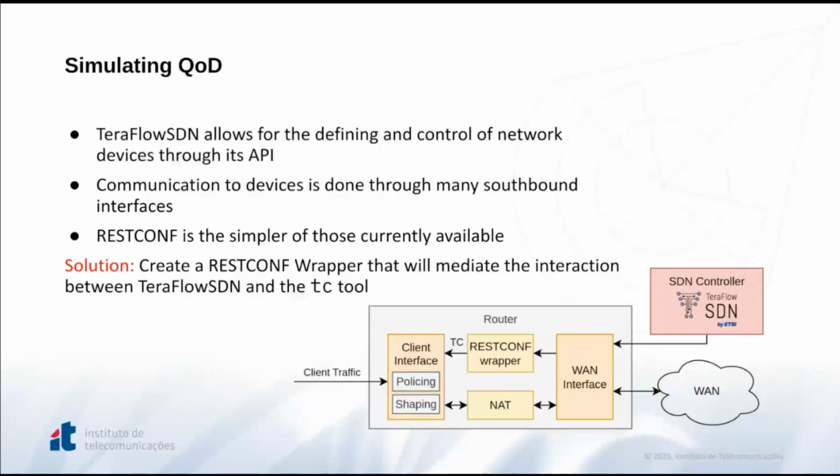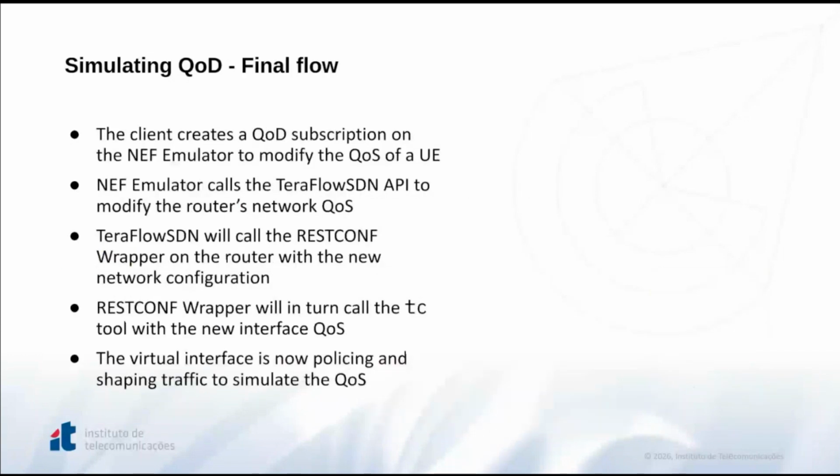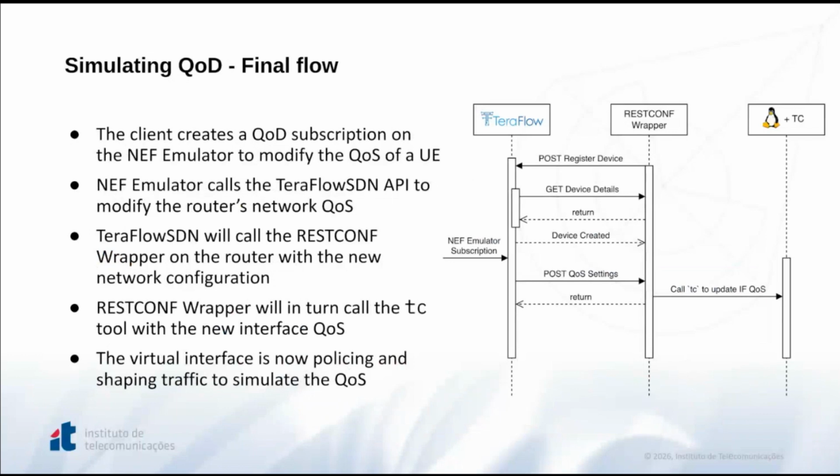TeraFlowSDN then contacts our Linux router through RESTCONF, and we have a small Python script that runs a simple web server that converts all of these operations to TC invocations. So this is basically the flow that I've previously mentioned. Initially, our wrapper contacts the TeraFlowSDN to register a device. And then when the NEF emulator has a QoD subscription created, either directly or through the CAMARA APIs, it sends the QoS profile to the wrapper that translates it into TC invocations.